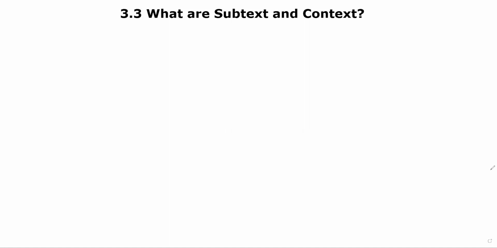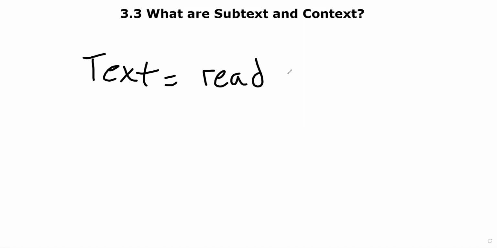Welcome back. In this video, we'll be discussing subtext and context, how they relate back to regular texts, and how all of them in combination inform our understanding of literary analysis. So to recap, a text, as we covered previously, refers to anything that can be read or analyzed. So literally, most anything can be a text.